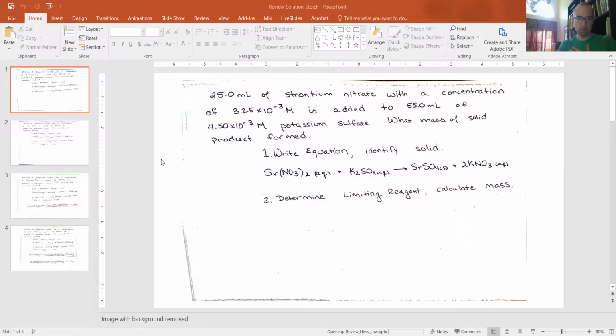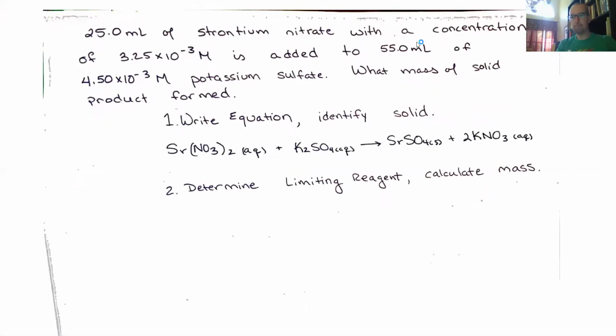Okay, so what I'm going to do here is share my screen, and I'm going to go through the 4 problems. I'm going to start at the solution stoichiometry one. So I'm currently sharing my screen, and what you guys should see is the problem that I wrote.